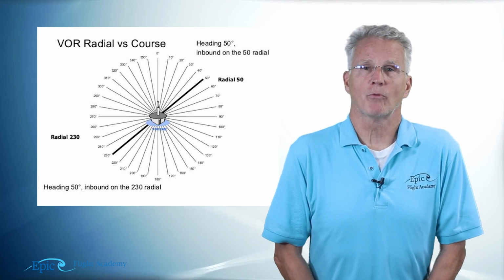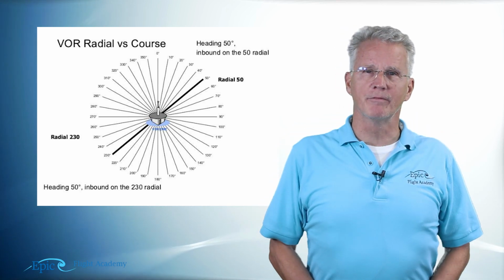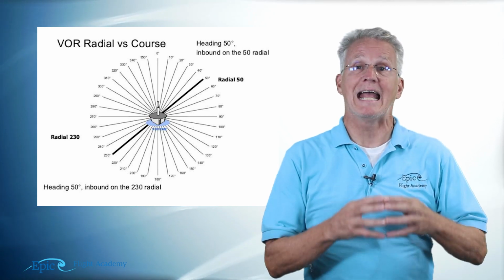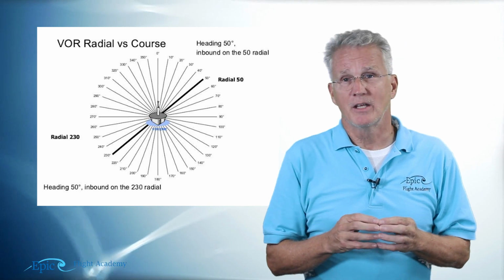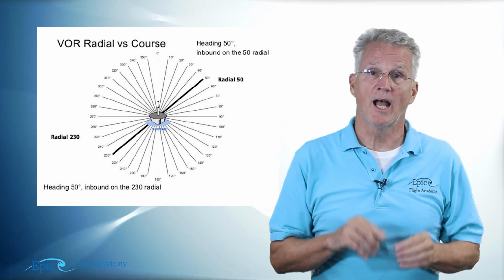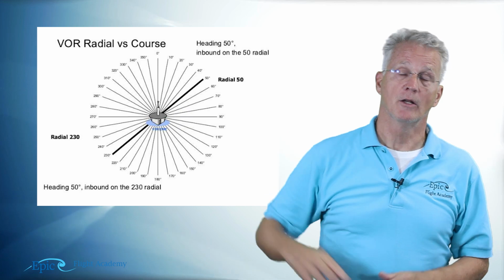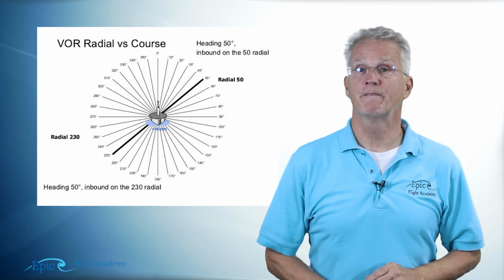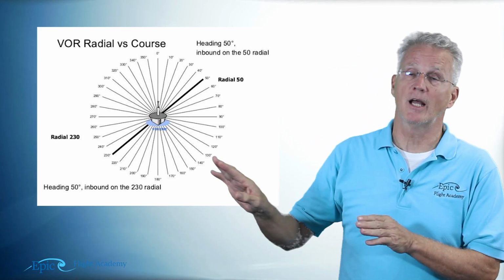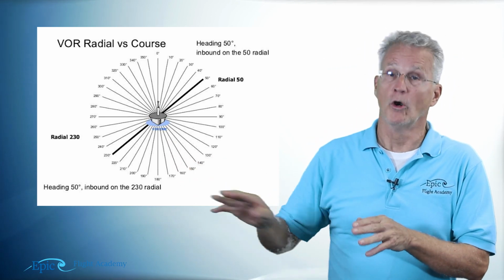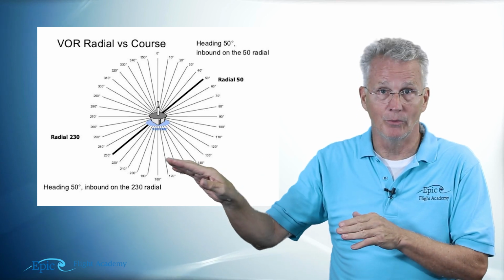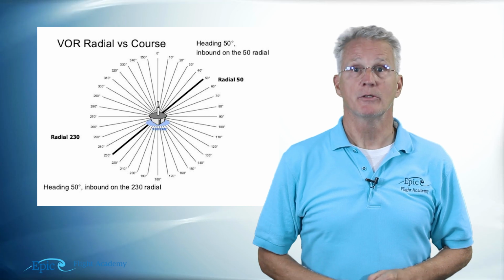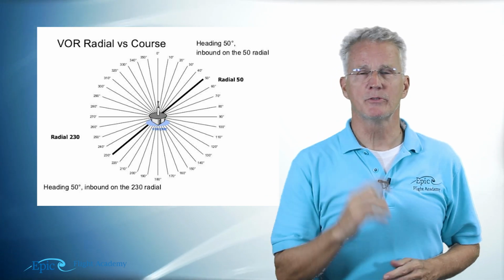Now, the way we think of radials is, I want you to think of that VOR, VORTAC, or VOR DME as a city, and that 050 radial is Highway 50, heading northeast out of town. Now, if I am driving out of town, away from town, on Highway 50, my heading is 050 degrees.